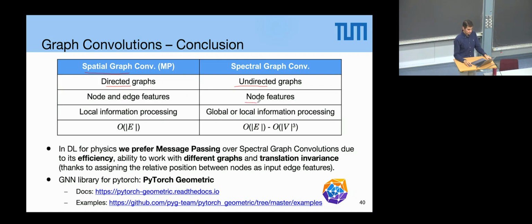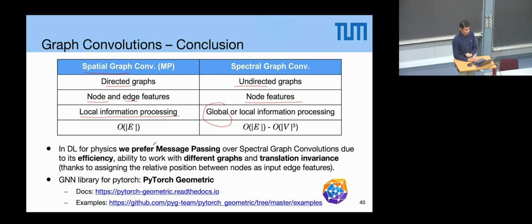Then another important difference is that the spectral graph convolution only works with node features. We cannot have edge features as input or output, whereas the spatial one can work with both. The message passing works with local information. At each step, each node is receiving information from its neighboring nodes. And with the spectral graph convolutions, in the initial formulation, we had a global receptive field, and then in later simplifications, we also had a local receptive field.